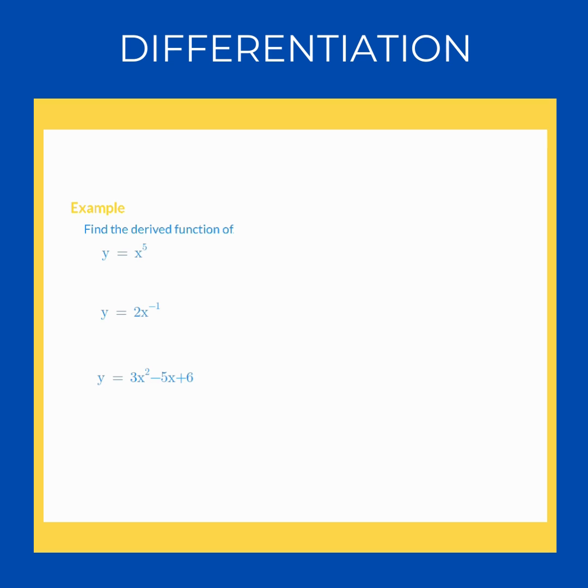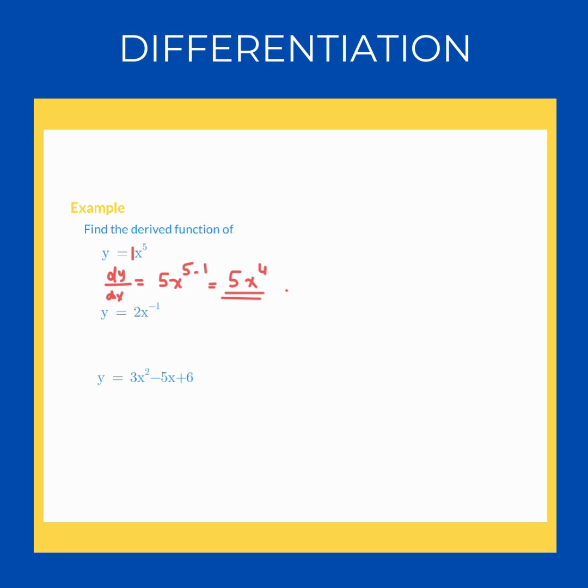Now let's start with the first one. So it's y equals x to the power of 5. So to find the derivative function, it's dy over dx. So I have to multiply the power by the expression. In this case it is 1 because it's 1x to the power of 5. So 5 times 1 is 5x, and then I have to reduce the power by 1. So 5 becomes 5 minus 1. So the answer is 5x to the power of 4.